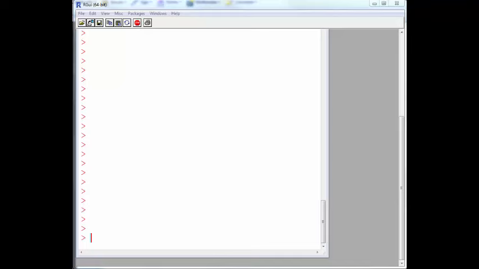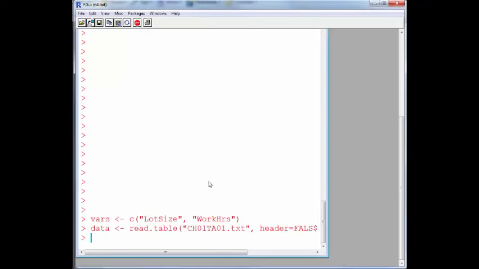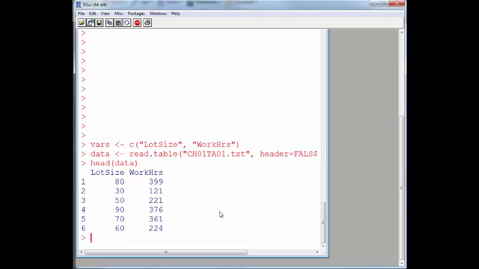So I've got R pulled up here, and at this point I'm going to open up that Toluca data set again from chapter 1, the ch01ta01.txt file from your Kutner data values and data sets. If I take a look at this data, you'll remember we've got lot sizes here and work hours over here, and we want to try to predict work hours based on the lot size.